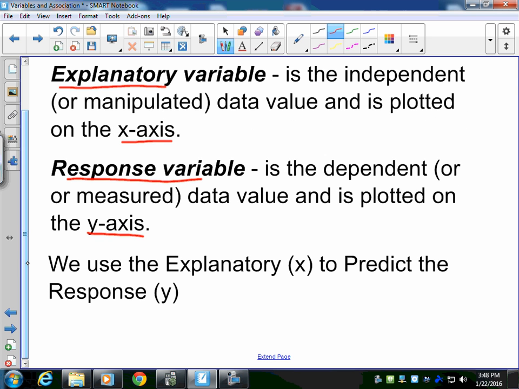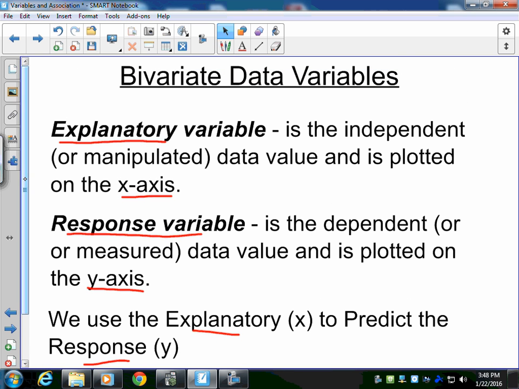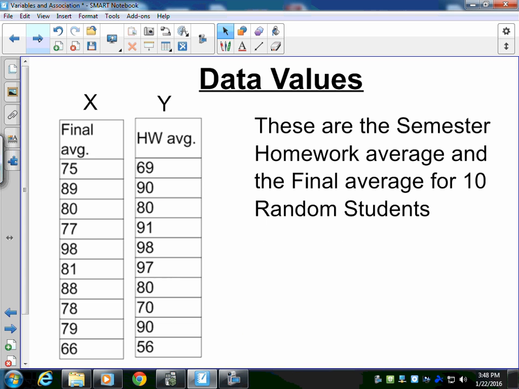Our whole goal is that we're going to use the explanatory variable to give us a prediction for the response when we start creating least squares regression lines. So we're going to use regression to make an estimation, but right now we're looking at the graphs and doing explanations for them overall.